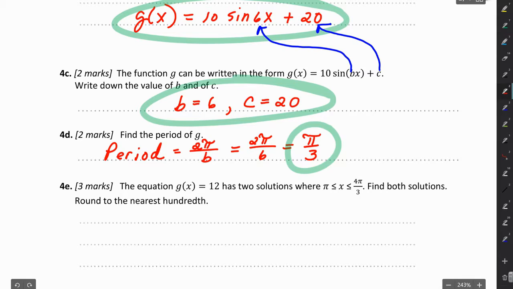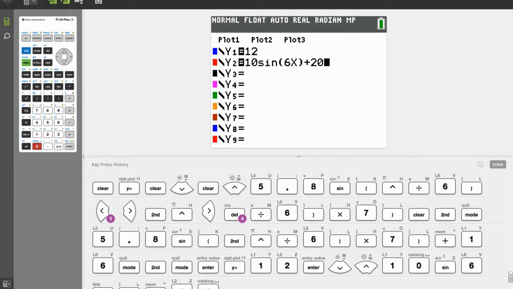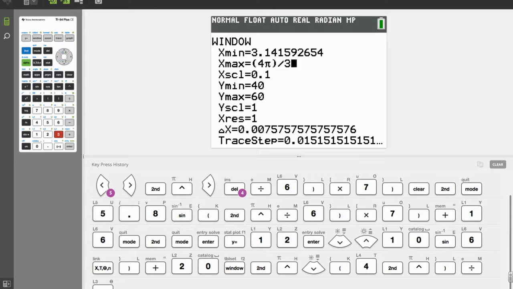So we're going to set g of x equal to 12. We're going to put 12 in y1 and the other side in y2, or vice versa, it doesn't matter, into the calculator. And we'll look between pi and 4 pi over 3, and we'll see where the intersection points occur. All right, we have our equation entered. We're going to go to our window, and we want to look between pi and 4 pi over 3. And we're going to use the pi button. We'll do a scale of 1.